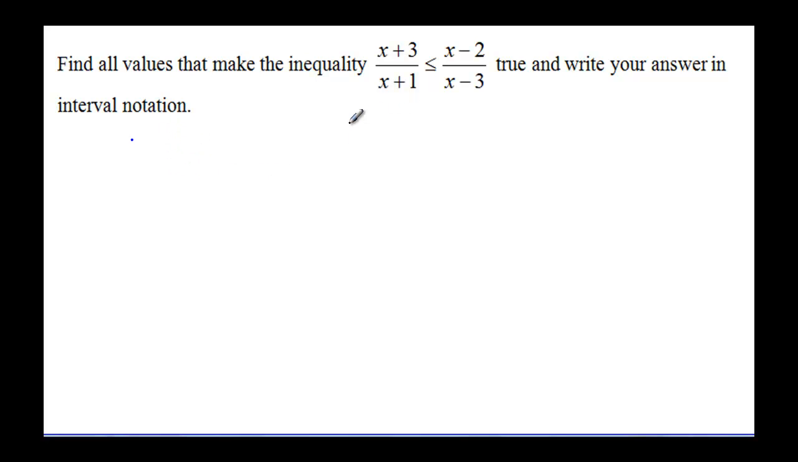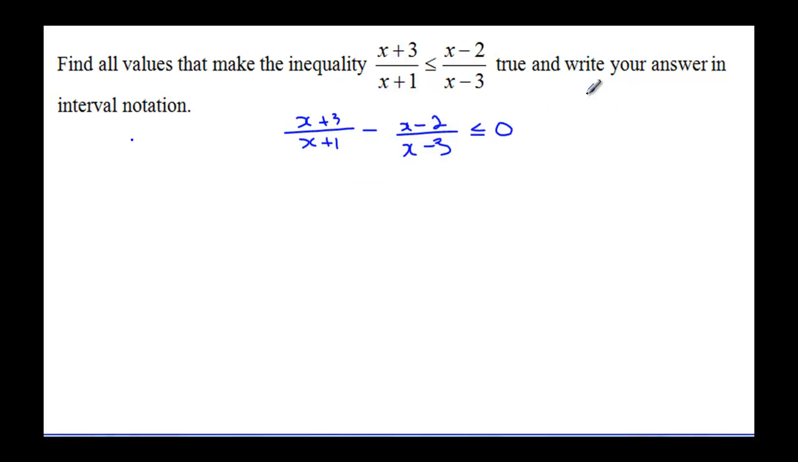Okay, so let's start with this. The first suggestion is to bring everything over to the left hand side and say less than or equal to 0. So let me do that. So I get (x + 3)/(x + 1) minus (x - 2)/(x - 3) is less than or equal to 0. So I brought this over to the other side and just left 0 on this one side.